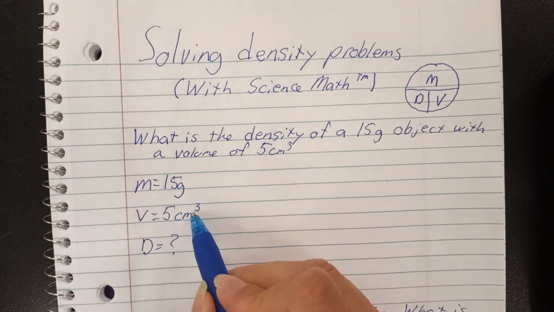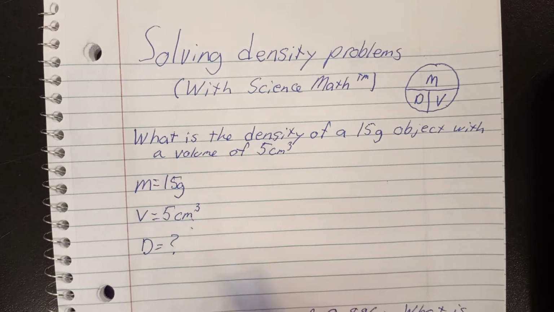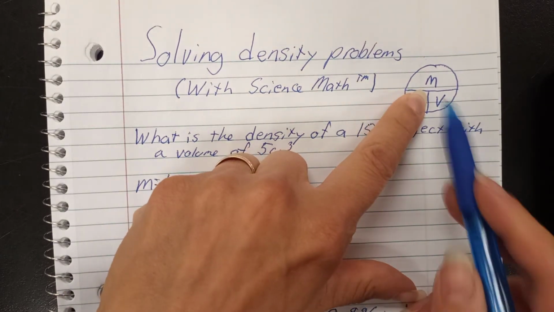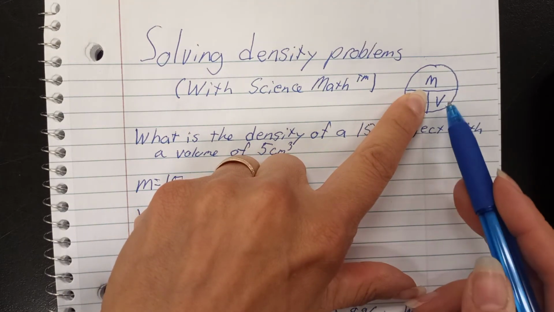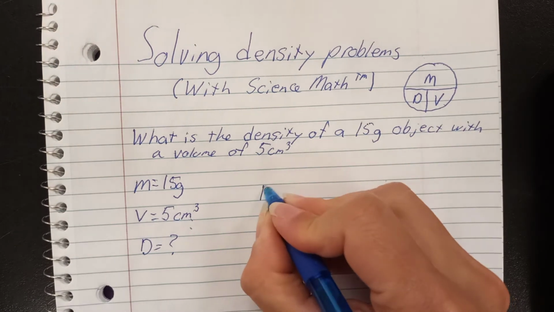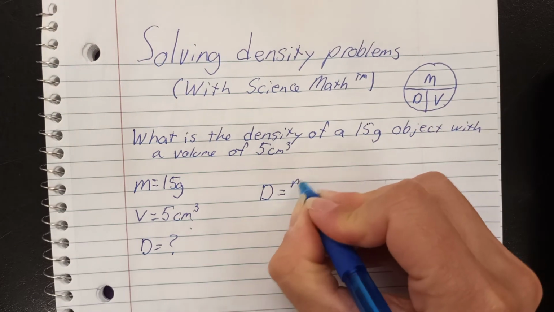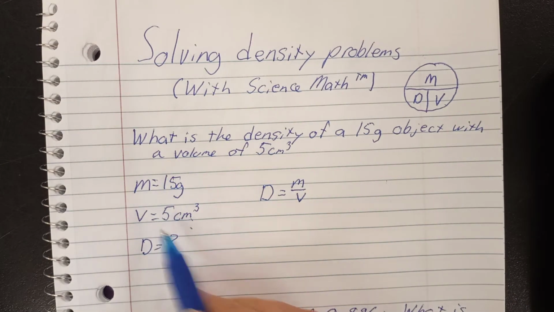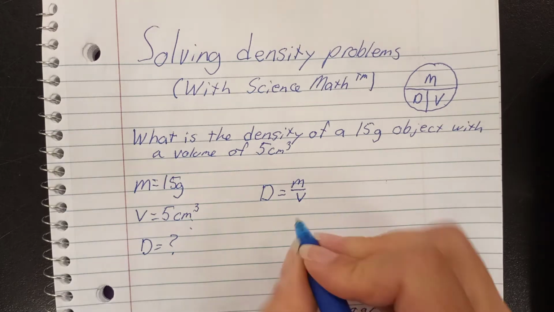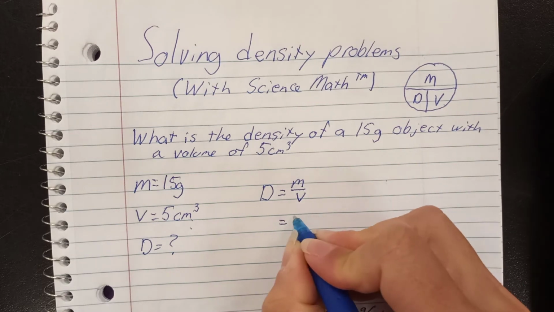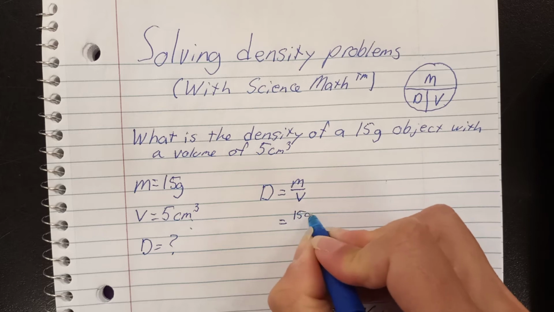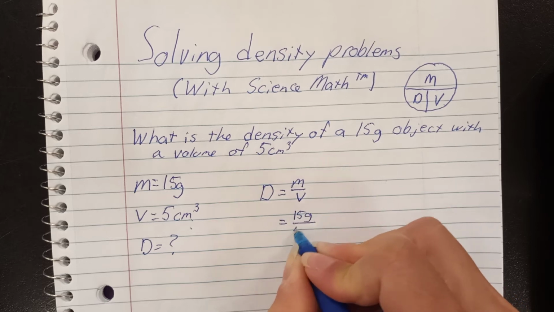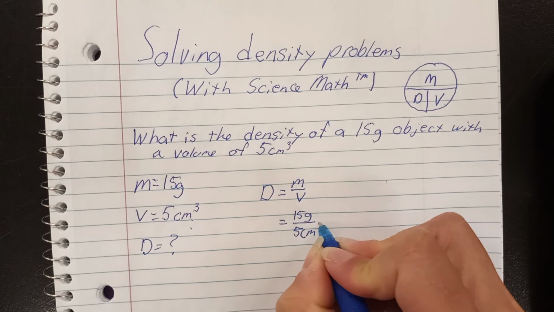Okay, next step, I need a formula. There are no numbers in the formula. So I'm looking for density. Again, we're going to come over here and cover up density. I'm left with mass divided by volume. So I'm going to write that down: density equals mass over volume. Now I'm going to plug in my numbers with their units still attached. Actually write them down, okay? So that's equal to 15 grams divided by 5 cubic centimeters.